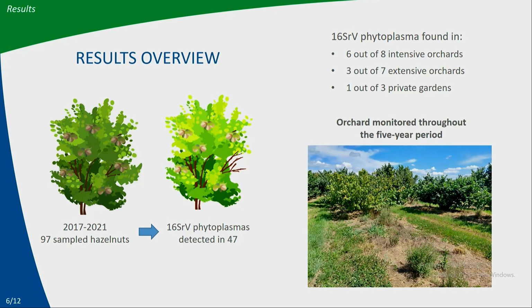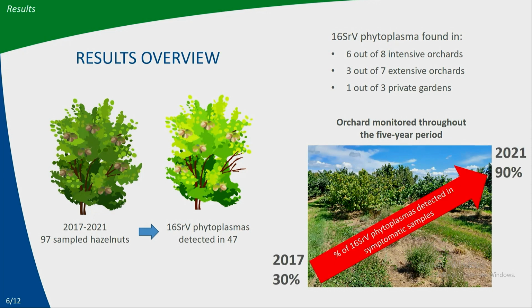One of the intensive orchards was monitored throughout the 5-year period, and the percentage of the sampled symptomatic shrubs that were infected with 16SrV grew from 30% in 2017 to 19% in 2021, even though the grower uprooted the infected and symptomatic shrubs.